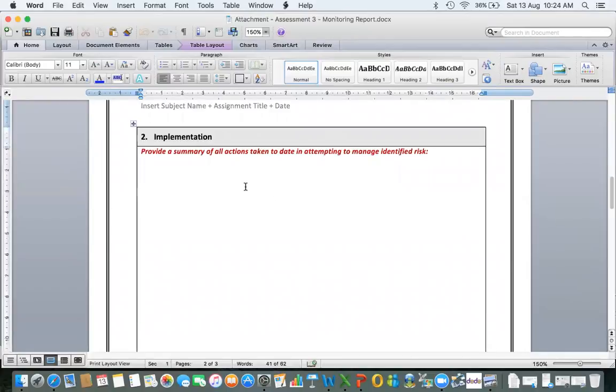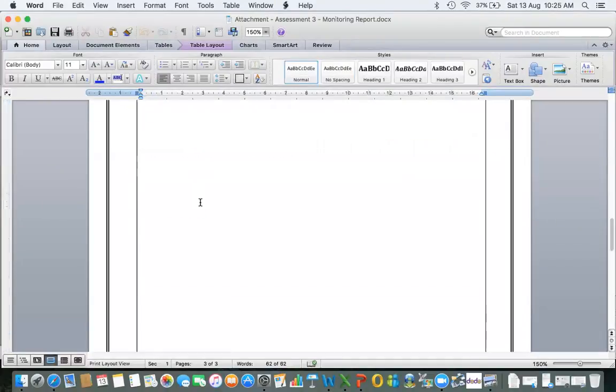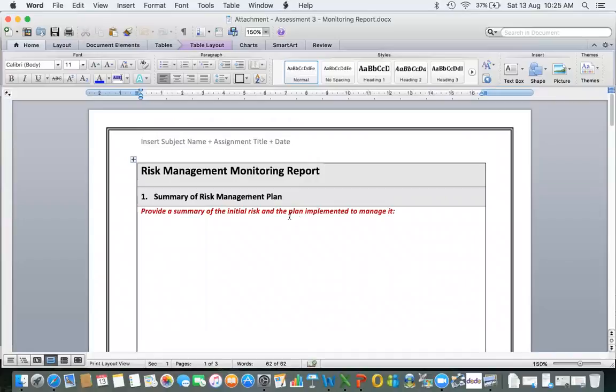Second one is the implementation. Go back to the appendix for this one. The implementation is explained in the appendix. Now, outcome and evaluation. Where do we get the information? The same thing, because if you look at the summary of the implementation, it also includes the summary of findings. They have planned something, and they should get something as the result. So that's basically the assessment.